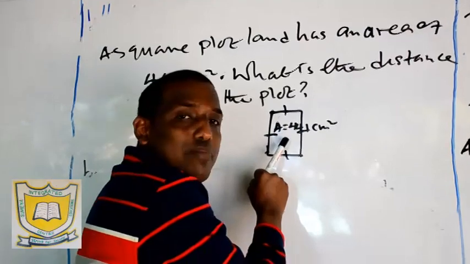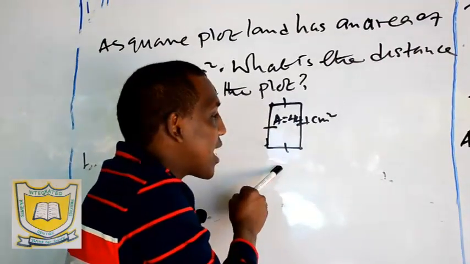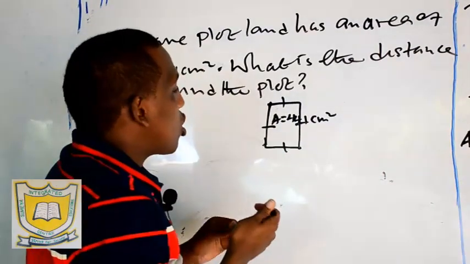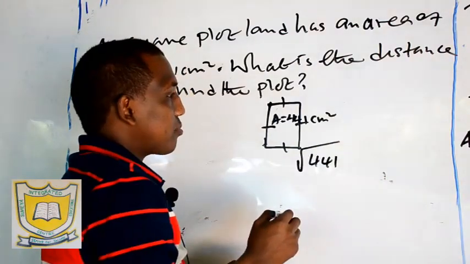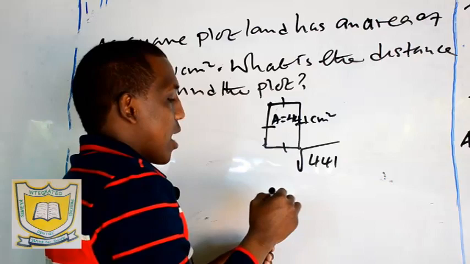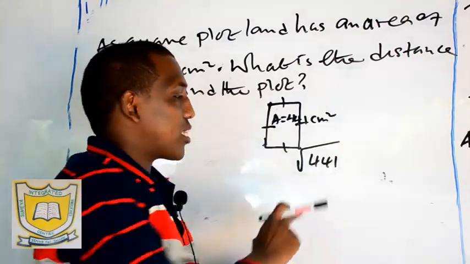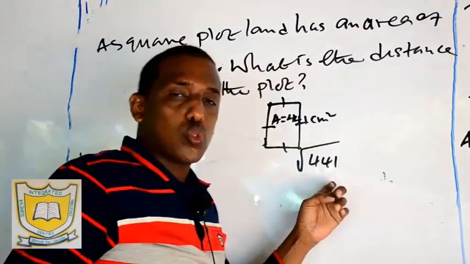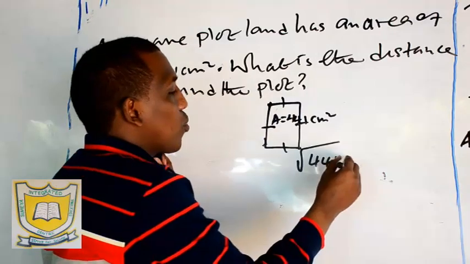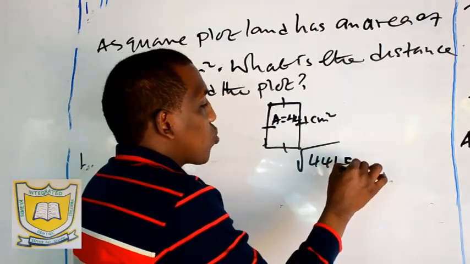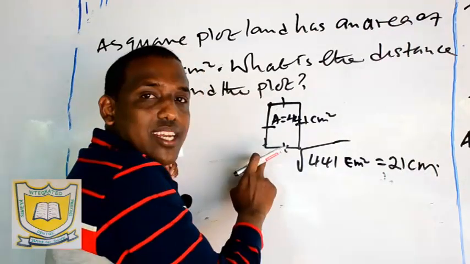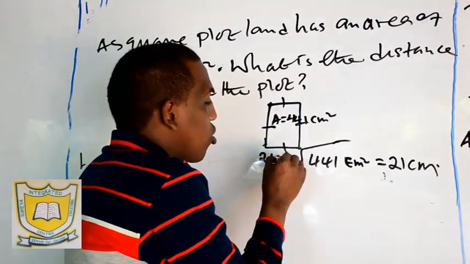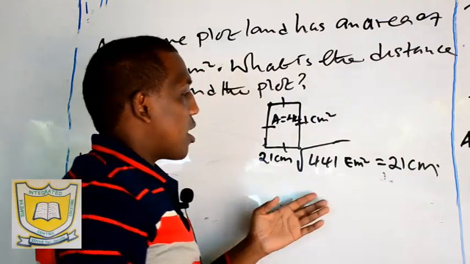But when you are given the perimeter, you divide it by 4 sides to get the side. Area is square root. So let us get it now. Square root of 441. Square root of 441 is two same numbers that, when you multiply, give you 441, which is 21. So the square root of 441 centimeter squared is equal to 21 centimeter. So the side is now 21 centimeter, or the length of the square is 21 centimeter.